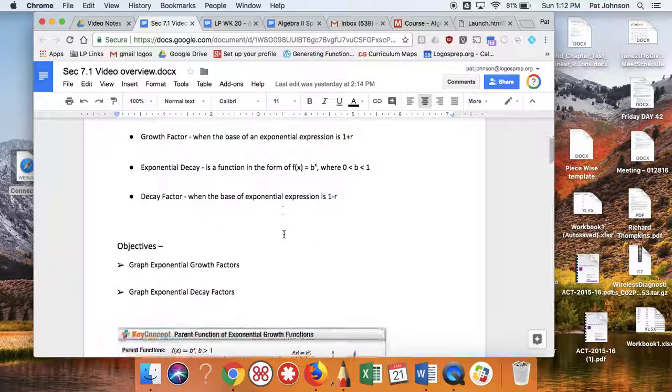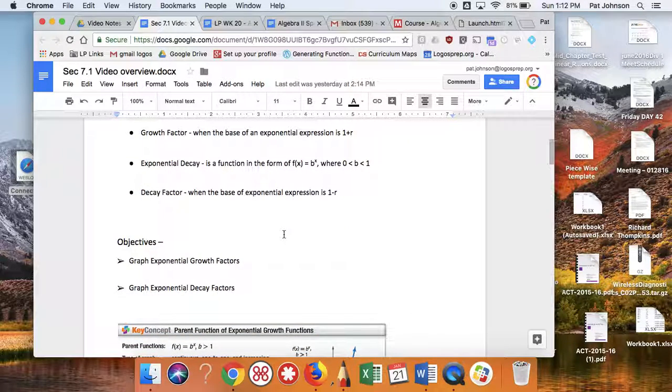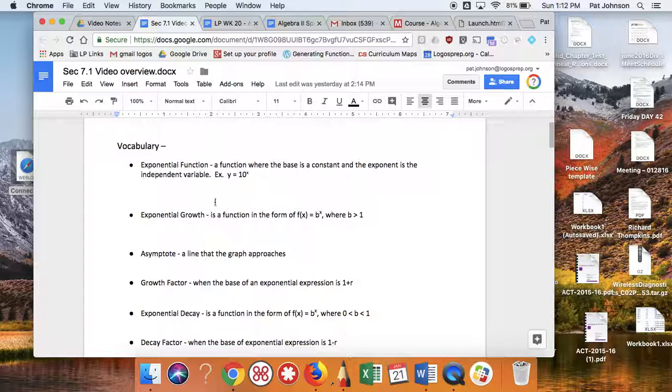Okay, so in this chapter, we're going to learn how to graph exponential functions with an exponential growth factor and exponential decay factor. Let's look at our vocabulary.